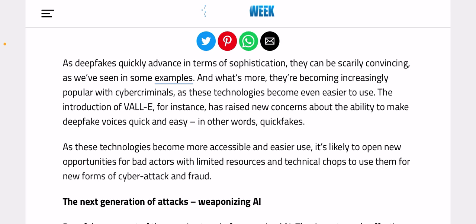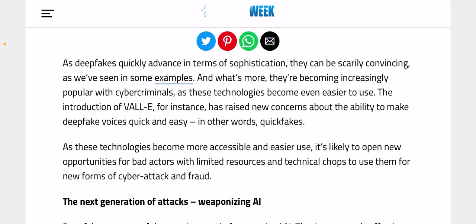And that's for the public. Now imagine what these devils have behind the scenes. As deepfakes quickly advance in terms of sophistication, they can be scarily convincing, as we have seen in some examples, and more. They're becoming increasingly popular with cyber criminals as these technologies become easier to use.